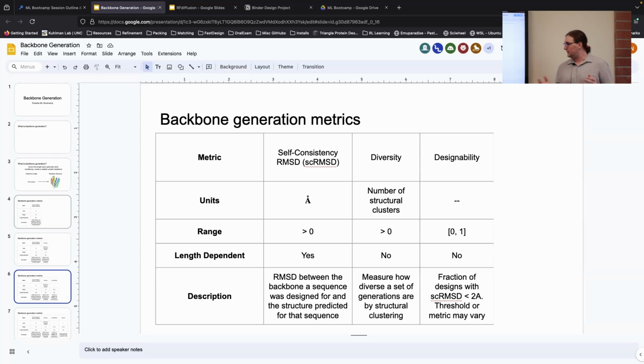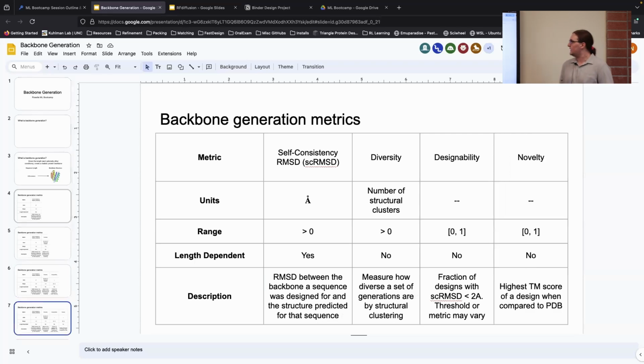Another one is the designability. This is pretty similar to the self-consistency RMSD because it uses it, but it's really the fraction of designs that have a self-consistency RMSD less than 2 angstroms. This threshold may vary depending on the method people are using. The literature is not very consistent with this. They also sometimes use self-consistency TM score, which is just aligning and computing the TM score of the designed backbone with the predicted structure. This is a useful metric to assess how good the backbones you're generating are for a specific sequence design method. Most people use ProteinMPNN or something like that.